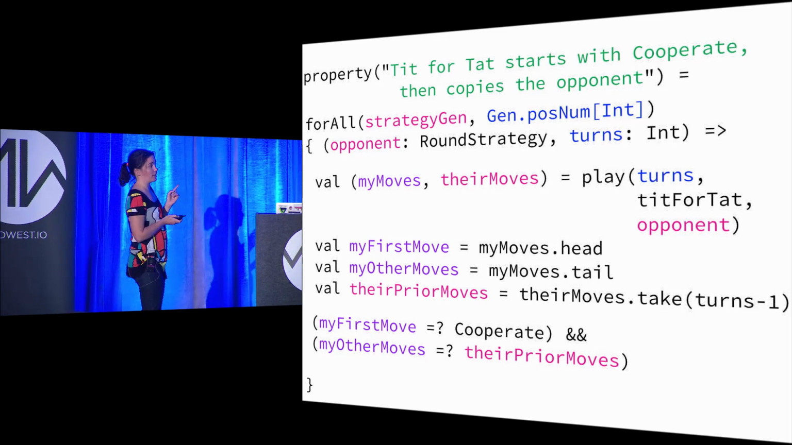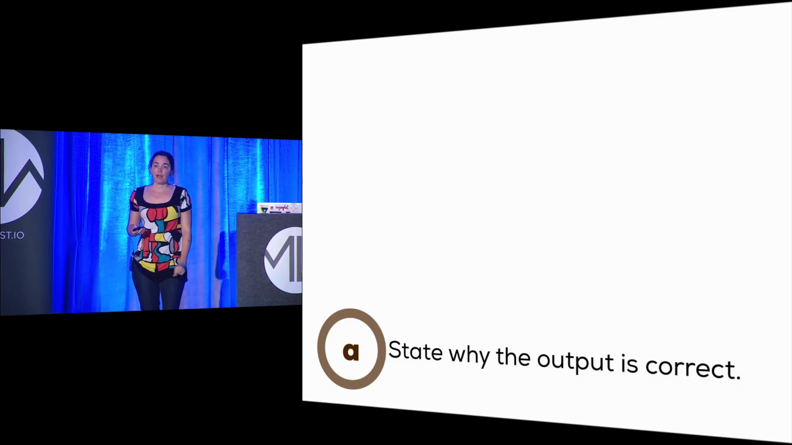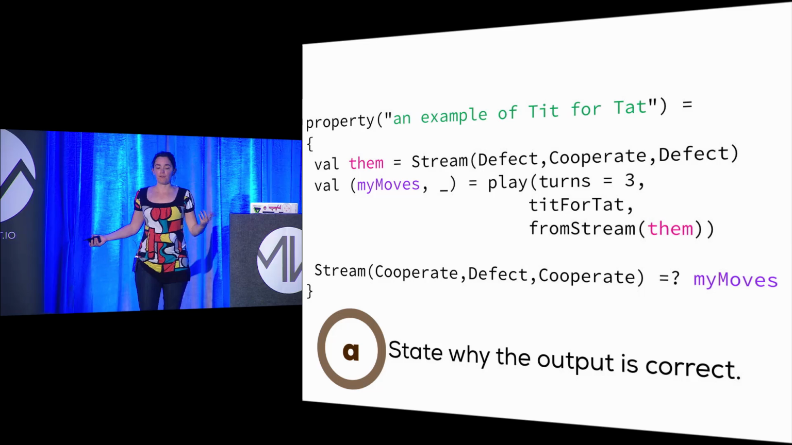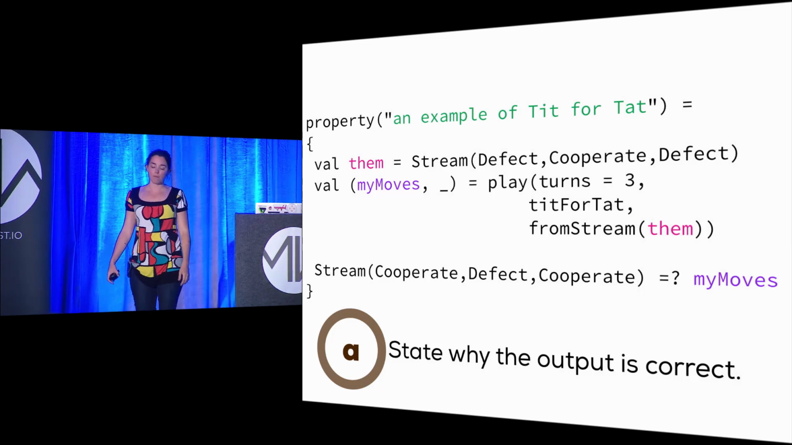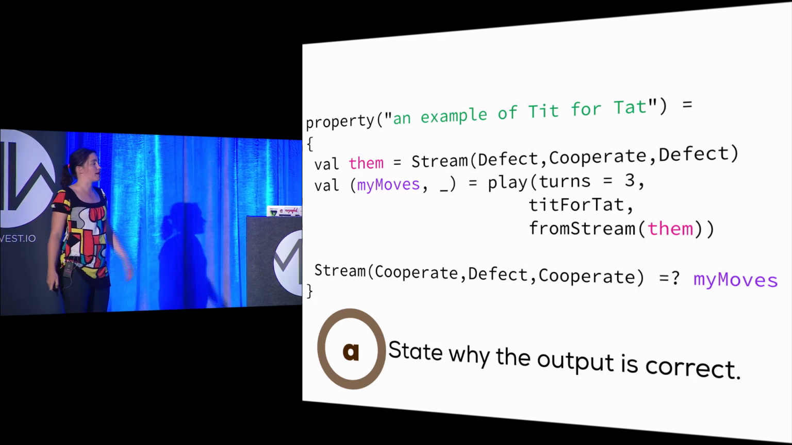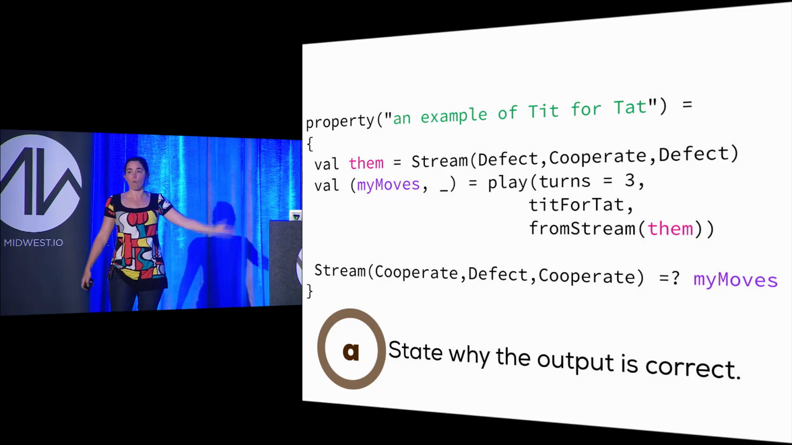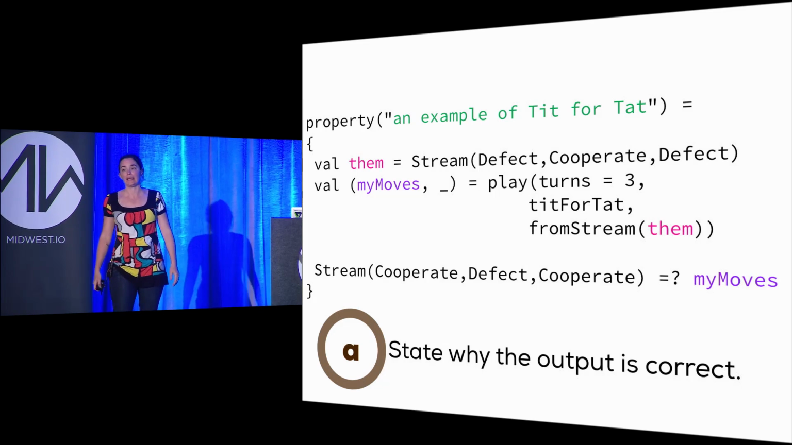What's beautiful about it is it says why that output is correct. Compare it to an example. If I wrote an example for tit for tat, I might hard code some opponent moves, play the bird against it, and then verify that my moves match some hard-coded expected value. That says nothing about why the bird did that or what meaning it has.